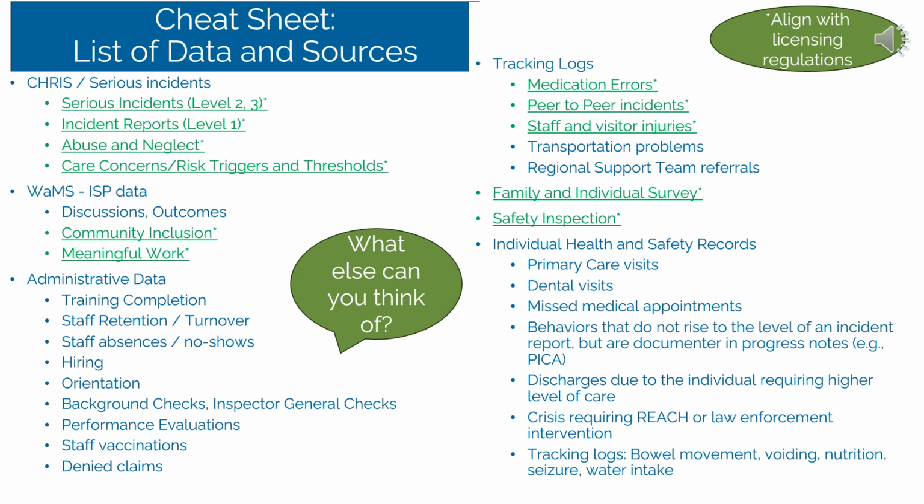You likely also do, at least annually, a family and individual survey and a safety inspection. And finally, you probably have individual health and safety records that could give you data and information about primary care visits, dental visits, missed visits, behaviors, discharges, crisis, tracking logs, and more. Looking at this list, the things that are in the green font underlined with a star align with licensing regulations. So at a minimum, you should have these data sources if you are meeting licensing requirements.